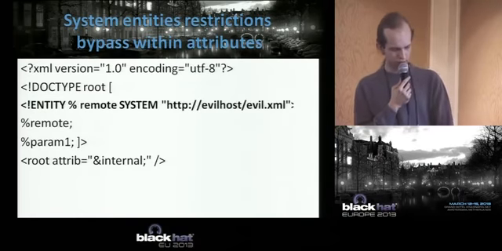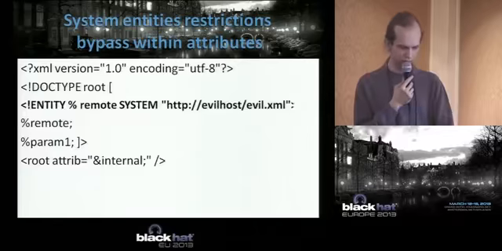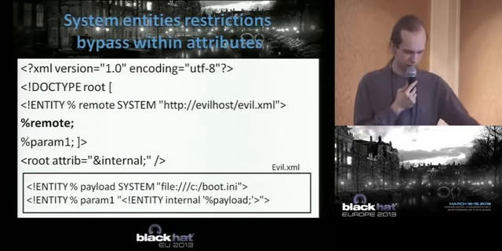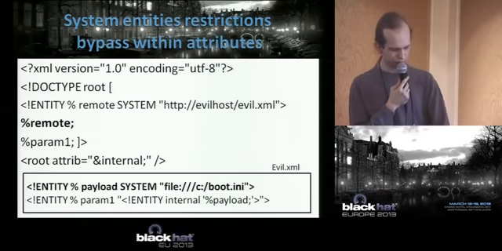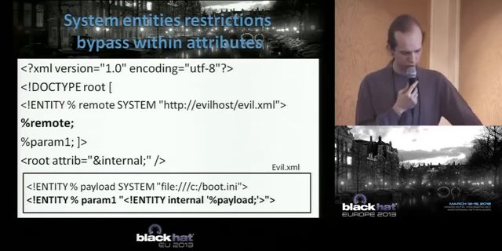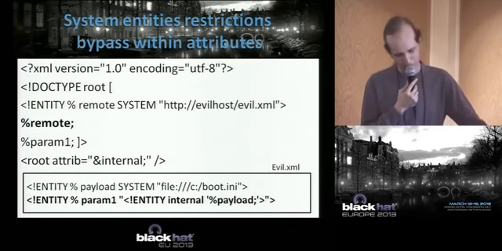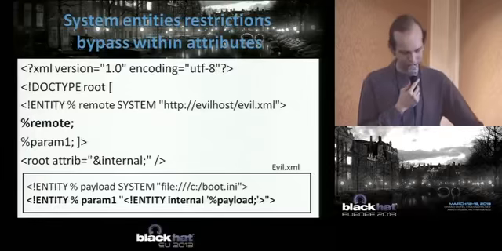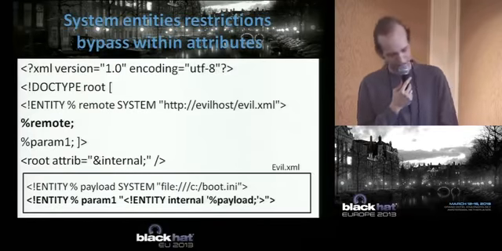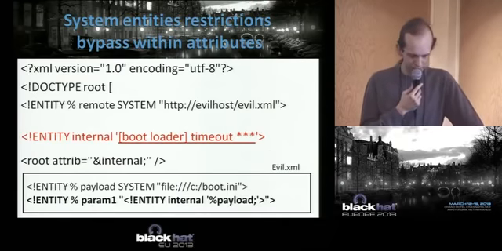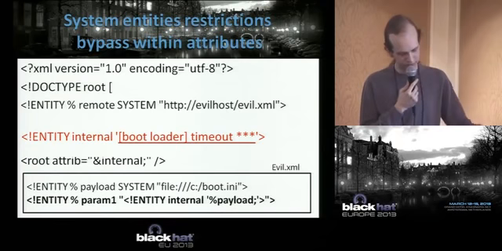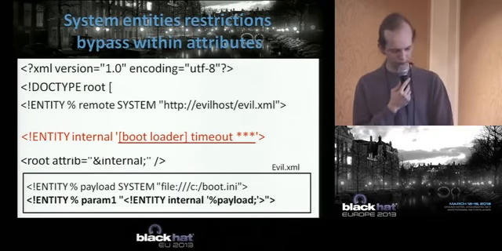When the document is parsed, we access evil host evil.xml. It's being substituted, and the contents of evil.xml are on the slide. We define the payload entity, which we are going to read, and we define the param1 entity, which defines an internal entity to access our entity in the main document. And not everything changed, but parsers lose system attributes on these entities, and we can access them everywhere.